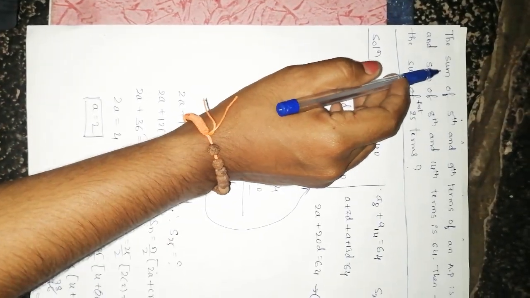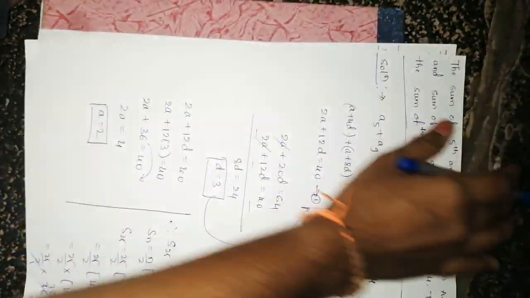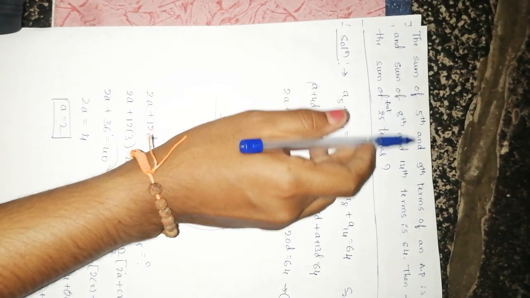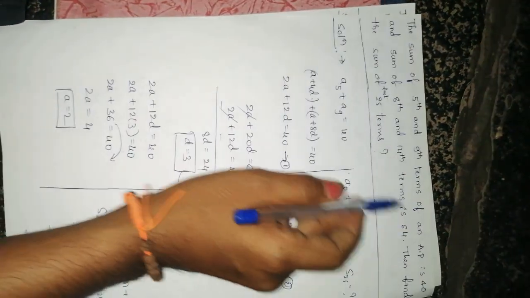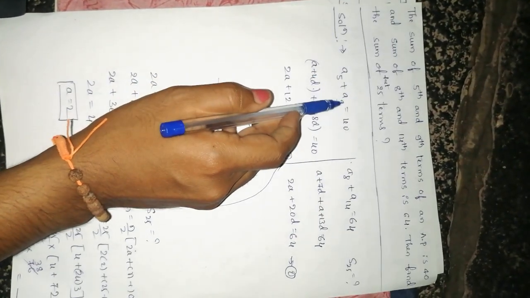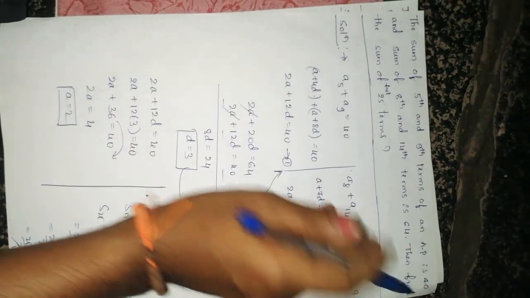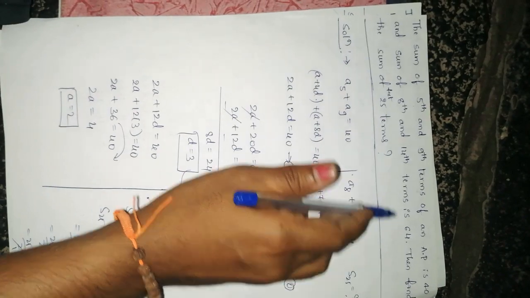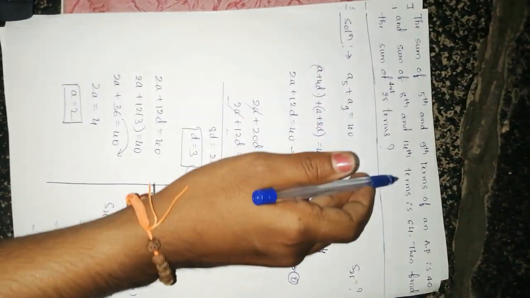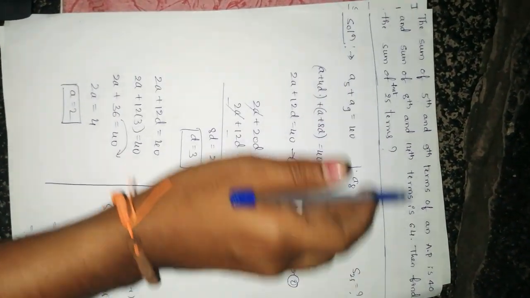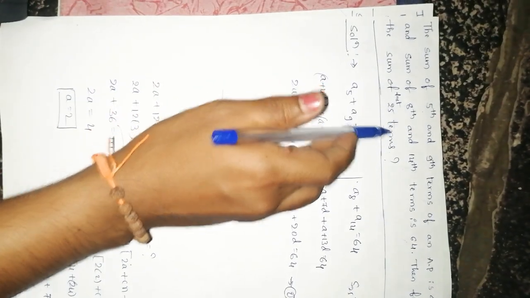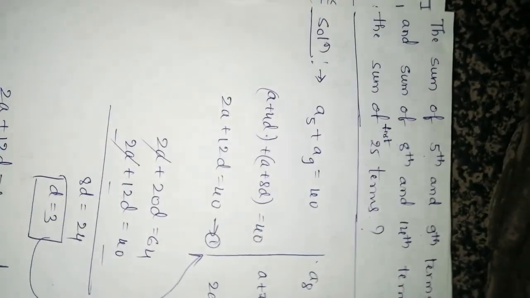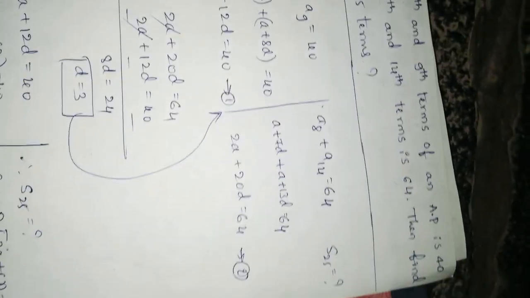And in another problem, they have given the sum of the fifth and ninth term. The sum of the fifth term and ninth term is 40. The sum of the 8th and 14th term is 64. Then find the sum of first 25 terms. I will show the problem clearly.